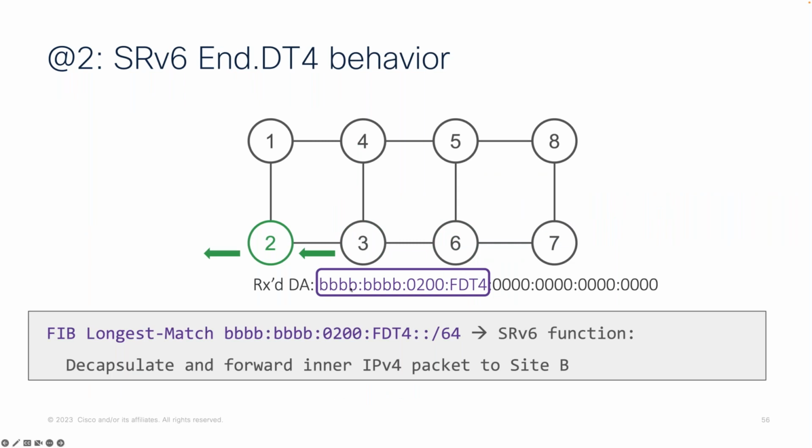And at 2, we hit the longest prefix match on B02FTT4. Right? This is our end.DT4 SID that we had seen previously. So we know we're just going to decapsulate and forward the inner packet on the shortest path toward its destination via some VPN or some table at node 2.